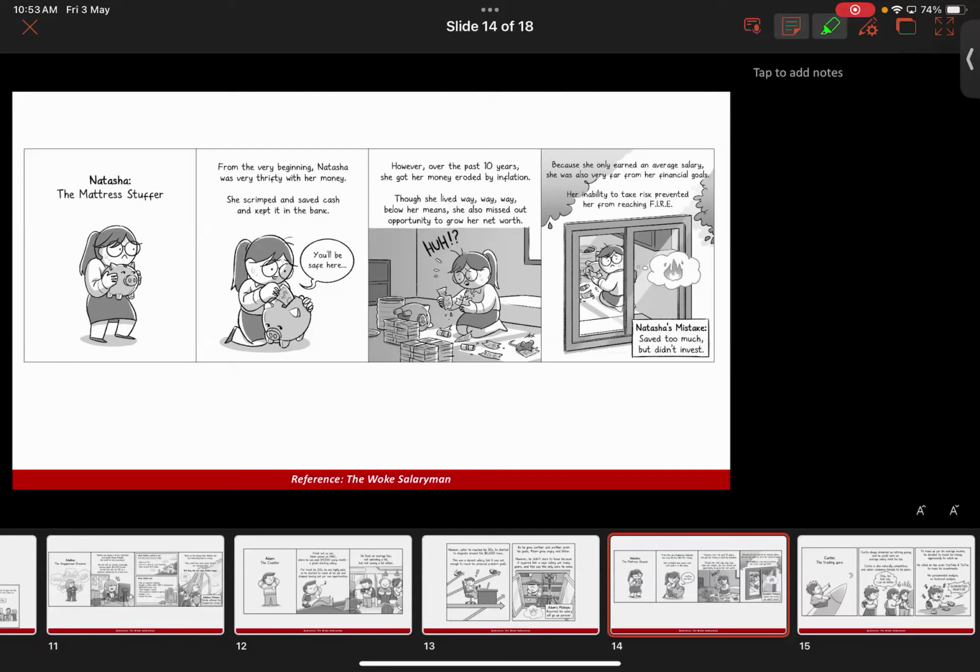So therefore, her mistake is she saved too much but didn't invest. This one is linked to inflation. This is why you will learn one chapter about time value of money in your upcoming chapters. It means that today, money will have more value as compared to in the future. Because of what? Because of inflation. So this is why investing is important, okay?